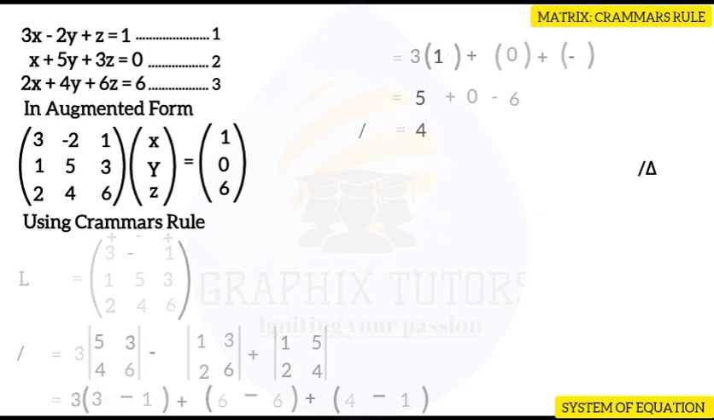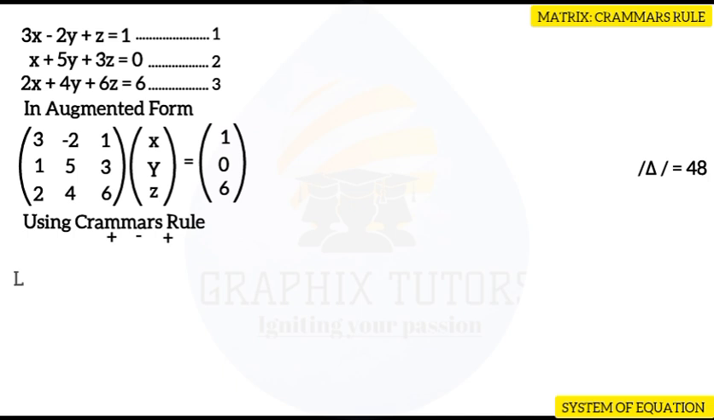So we'll go again, right? We'll say that let delta x be equal to, now when I mean delta x, it means that I will not write the values of x anymore in the first column, because x occupies the first column. So I will replace it with what is outside, which is 106. So I'll write it there, 106, while the remaining remain intact. So this will now be minus 2, 1, 5, 3, 4, and 6. Can you see that?